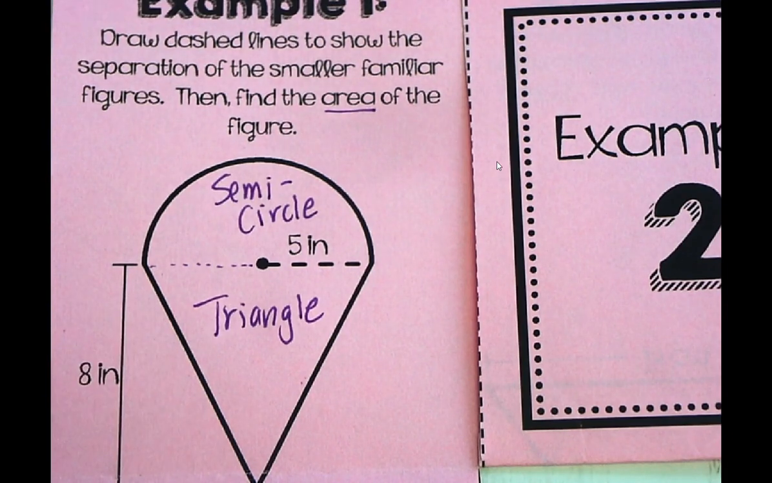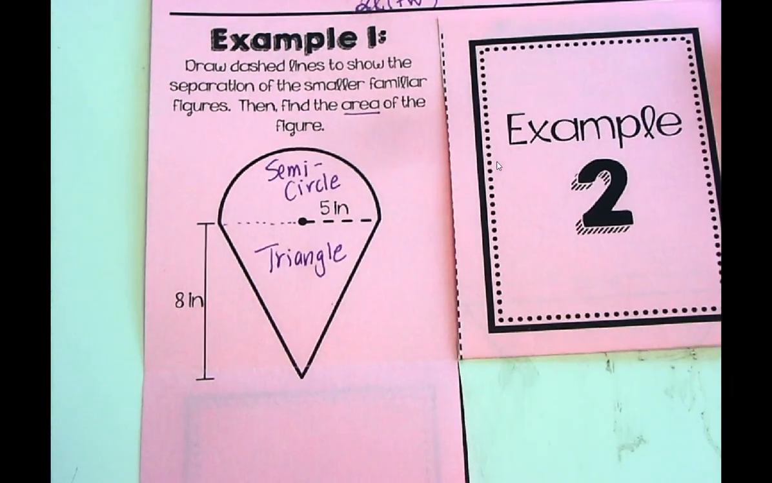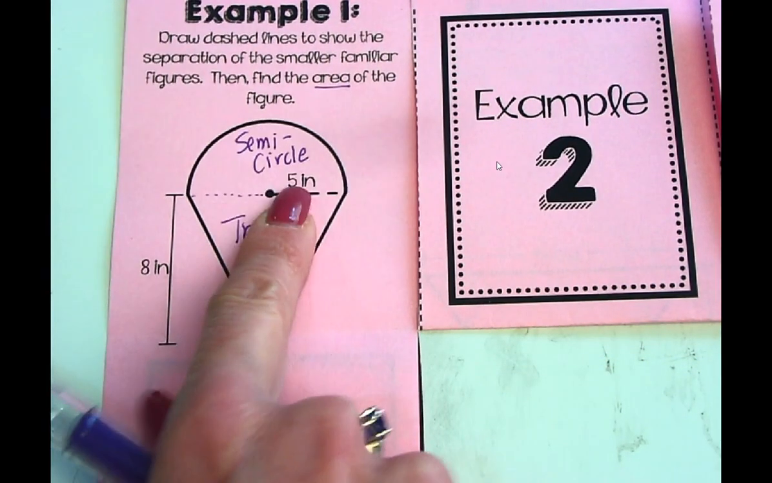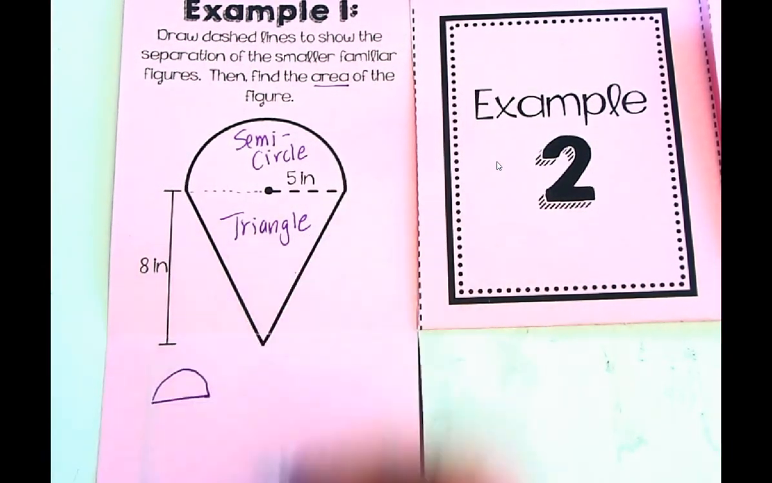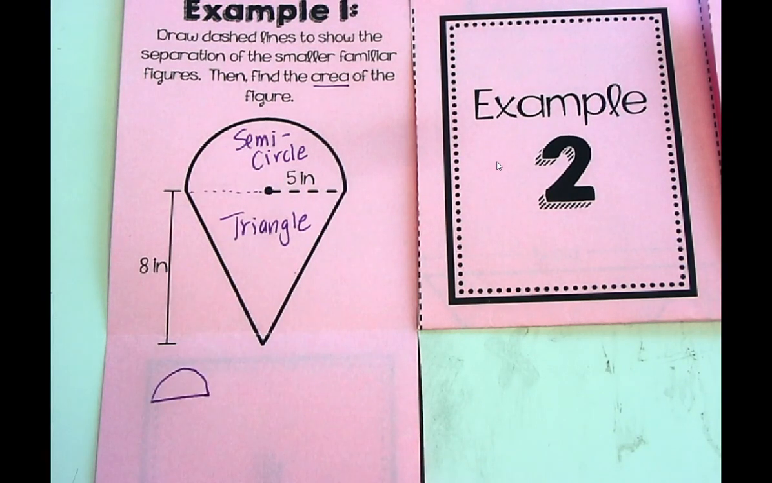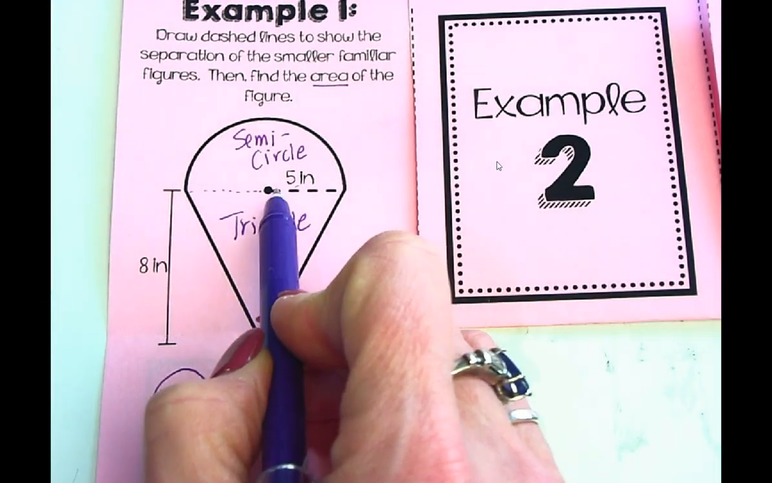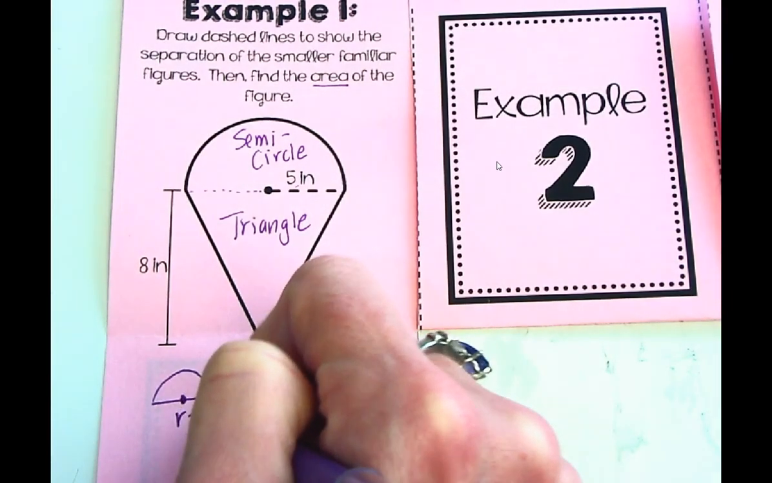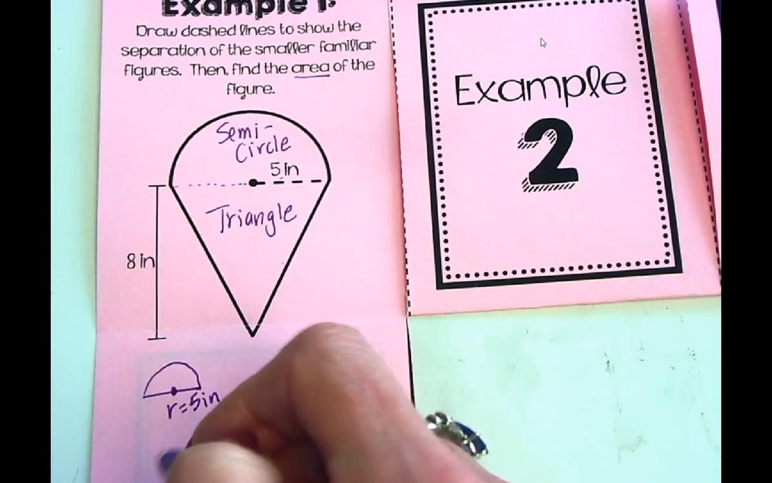So to find the area, I'm going to take my two shapes, and I've got some room at the bottom, and I'm going to find the area of those two shapes. I'm going to start with the circle. I'm going to draw a picture of that circle there. What do I know about the semicircle? I know that the what is 5? The radius. So I have the radius equals 5 inches. Okay, so I have my circle. And then we're going to draw our triangle.